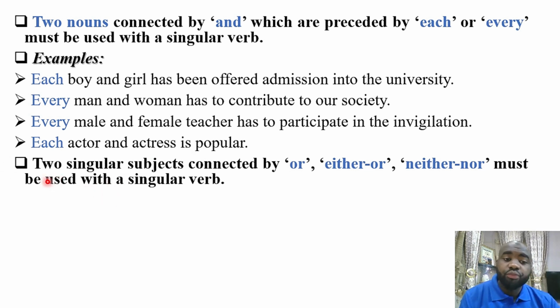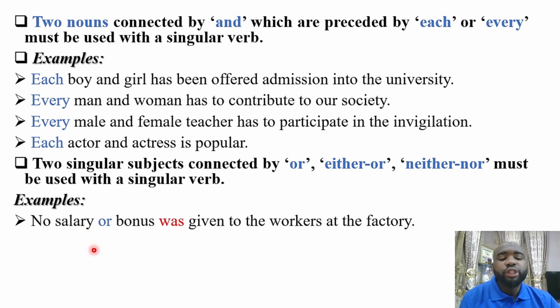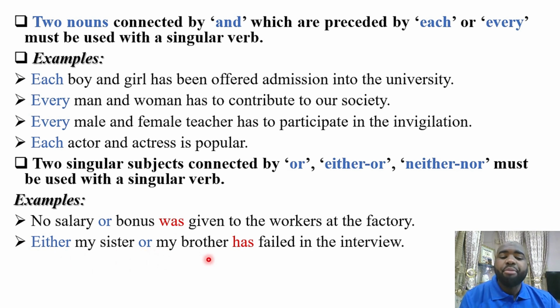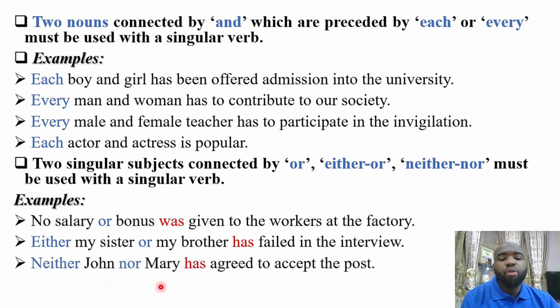So now, another example is two singular subjects connected by or, either or, neither nor, must be used with what? With a singular verb. For instance, no salary or bonus was given to the workers at the factory. You see, no salary or bonus was given. So this is what it's referring to, right? Either my sister or my brother has failed in the interview. See, either or, then the verb will be singular form. Neither John nor Mary has agreed to accept the post.